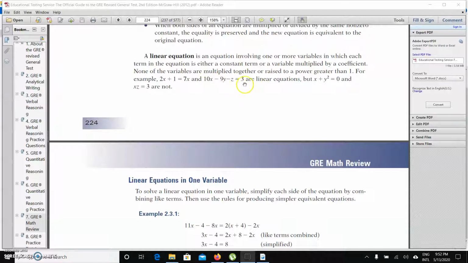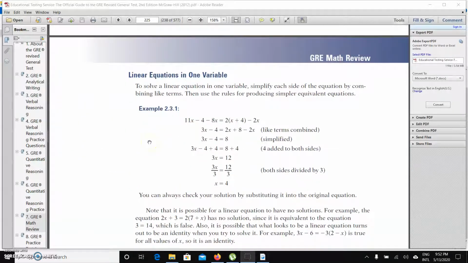It's also a linear equation, but we have three variables. But this we have two variables. Now, what are we talking about? But x plus y square is 0. This is not a linear equation because we have a power of 2 instead of 1. Then look at this one too. X multiplied by z equals 3. It's not an equation because there should be a sign of addition or subtraction.